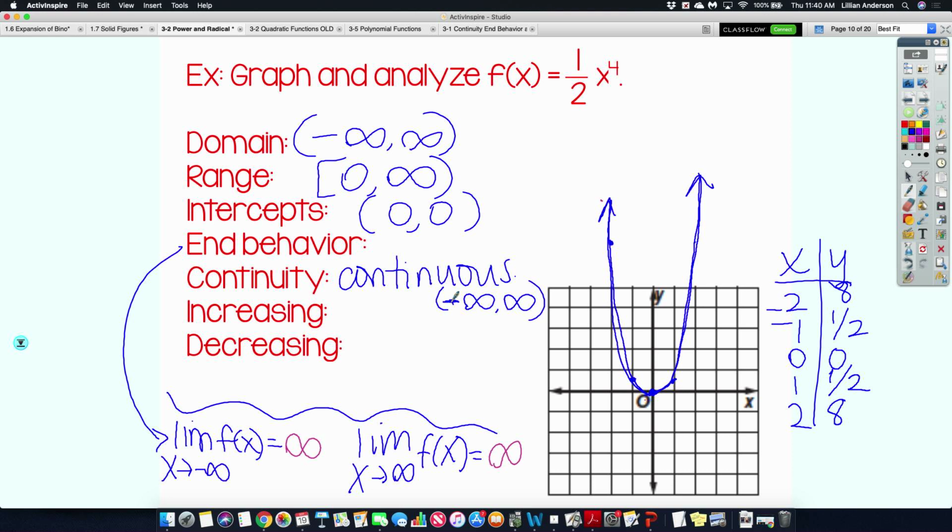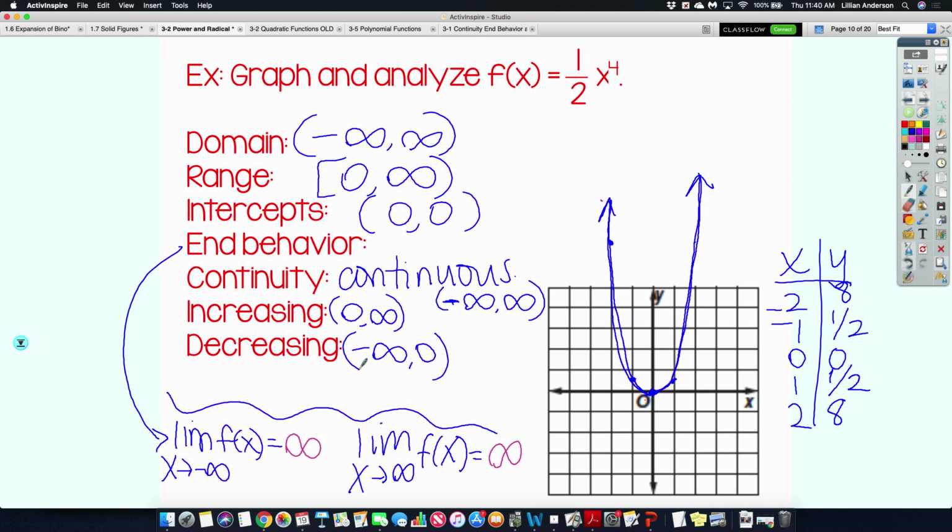Is it increasing at all? Yes. From where to where? From 0 to... Is it decreasing anywhere? Negative infinity. And you have just graphed and analyzed that function. And that's what you're going to be doing a lot of: graphing and analyzing using what we did in Unit 1. This unit, nothing in Unit 2.